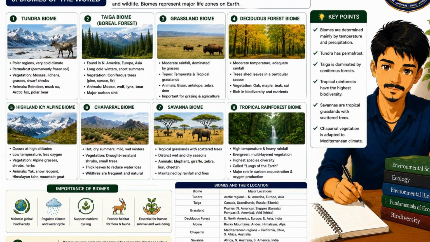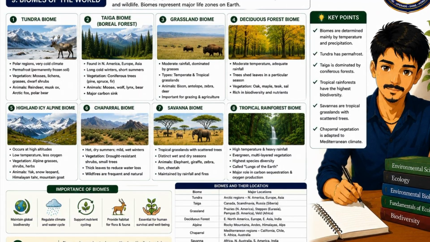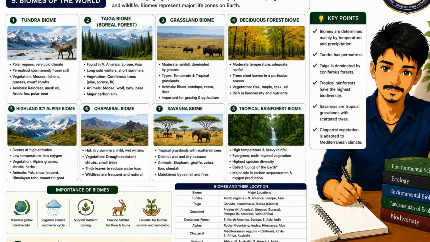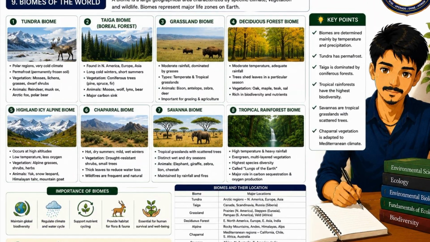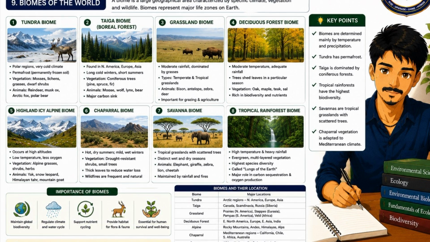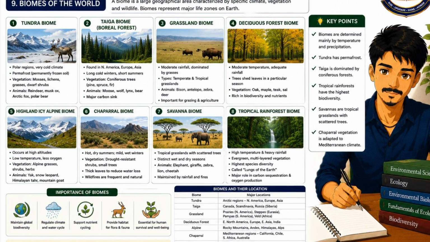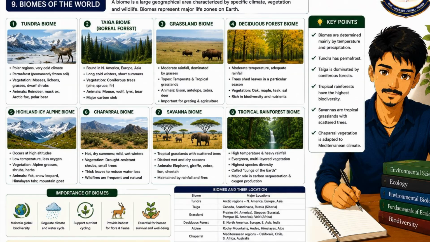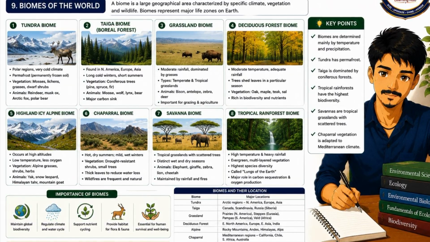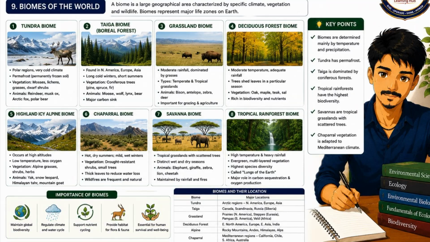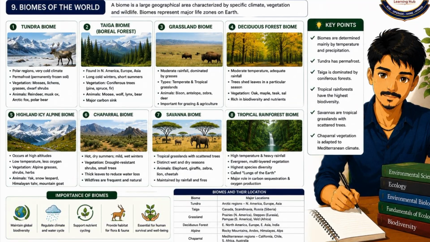The chaparral biome is characterized by hot, dry summers and mild, wet winters. Vegetation mainly consists of drought-resistant shrubs and small trees with thick leaves adapted to minimize water loss. Periodic wildfires are common in chaparral ecosystems and play an important role in maintaining ecological balance.